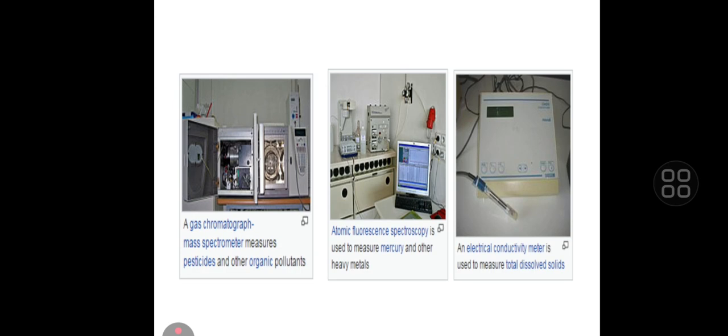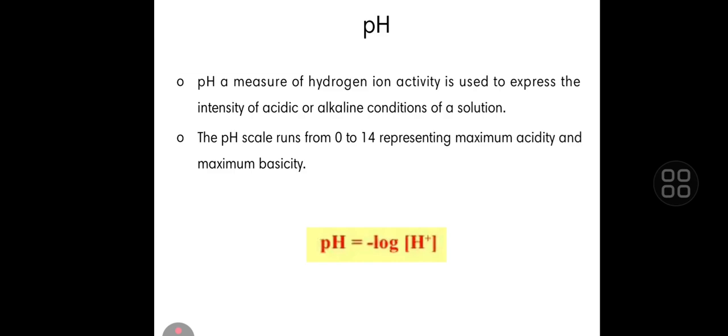These are the instruments used for measuring water quality parameters. First one is the gas chromatograph mass spectrometer. It measures the pesticides and other organic pollution in the water samples. Another one is atomic fluorescence spectroscopy, which is used to measure mercury and other heavy metals present in the water samples. Next one is the electrical conductivity meter, which is used to measure the total dissolved solids in the water samples.